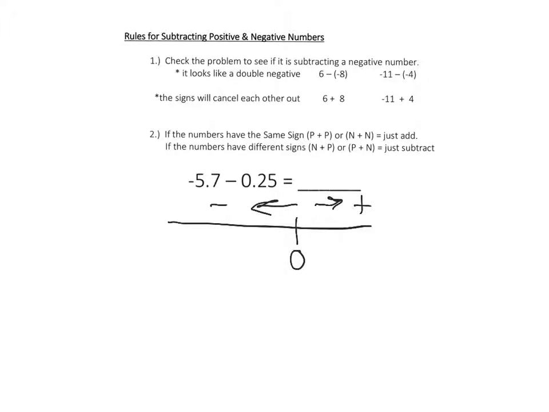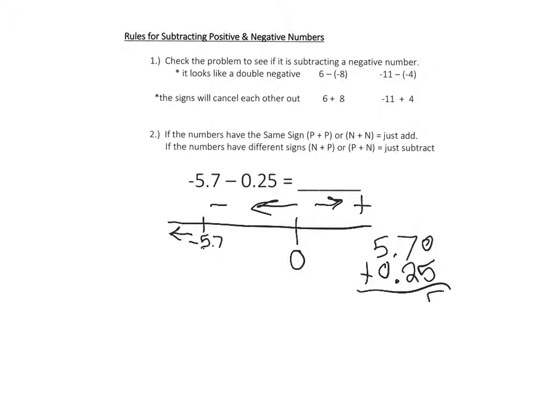Now, when we have a negative 5.7, and we have to take away 0.25, we're going further down this number line. But the negative number is going to get bigger. So since we're going further down the negative line, we need to add the two numbers. So we have 5.7 plus 0.25. I'm going to add my zeros for place value and then add.